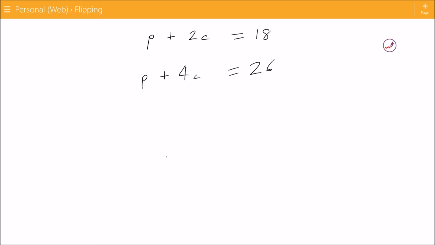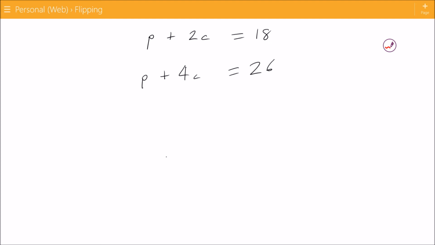that P plus 2C, remember I had one popcorn and two colas, would give me 18. And this makes sense because I have the price of one popcorn, because remember, if you don't see a coefficient there, that means I've got just one, plus 2 times the price of one cola, so the price of two colas would be $18. Similarly, in the second statement, the price of one popcorn plus 4 times the price of one cola, so 4 colas, would cost $26. Okay?